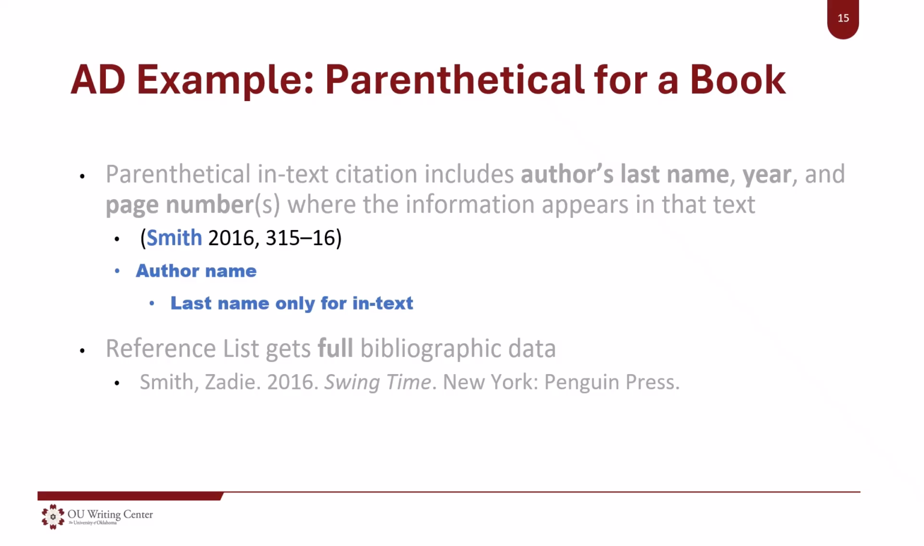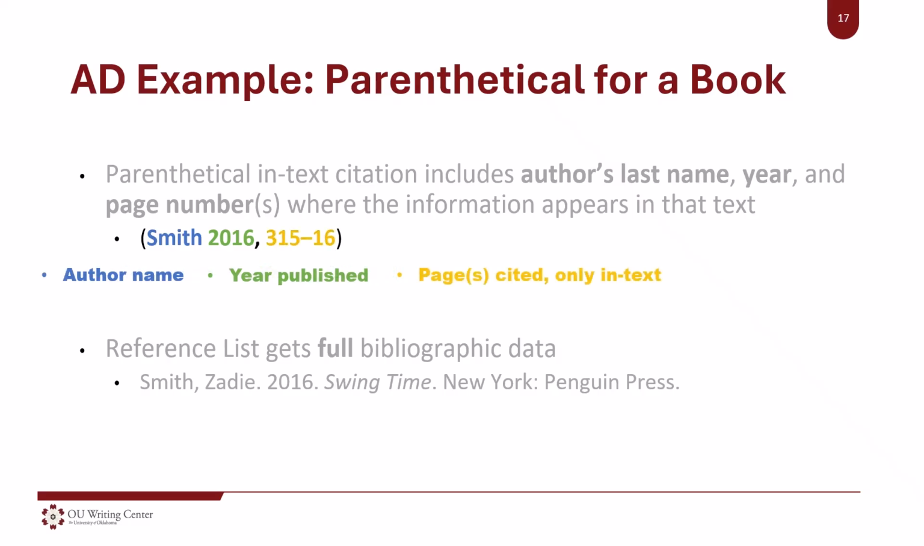The author date system only includes the author's last name. After the author's last name is the year that your source was published. Please note, unlike APA style, there is no comma separating the year from the author. After the year published comes the pages cited. These page numbers only appear in the in-text citation, not the reference entry.